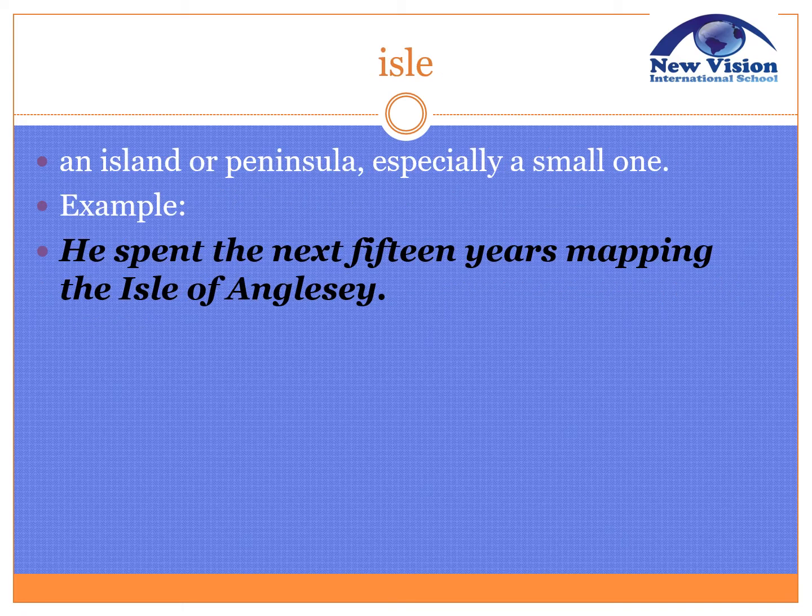Isle is another word. It means an island or peninsula, especially a small one. That's isle. It refers to an island or a peninsula, especially a small one. He spent the next 15 years mapping the Isle of Anglesey.